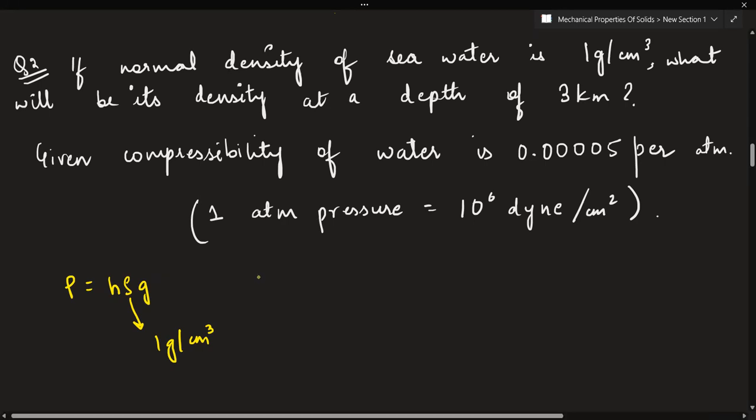Depth is given to you and compressibility is given to you. And this is per atmosphere, so 1 atmospheric pressure is also mentioned. Just try to find out the density.